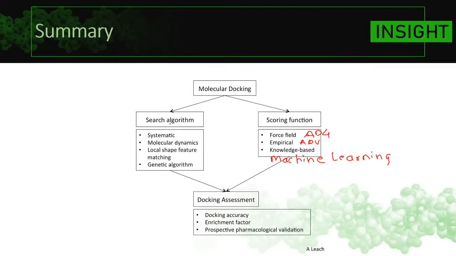The other part of any algorithm is the search algorithm, wherein you decide which algorithm to use based on how it is going to search. So we have techniques like systematic search, molecular dynamics based search, local shape feature matching, or genetic algorithm like optimization techniques. After both of these things, you will go for docking assessment, where you actually perform the docking. After that, you will go for enrichment of the docking if possible. It is not always performed, but it is good if you refine the docking. And finally, you will go for validation of the molecules that you have involved.